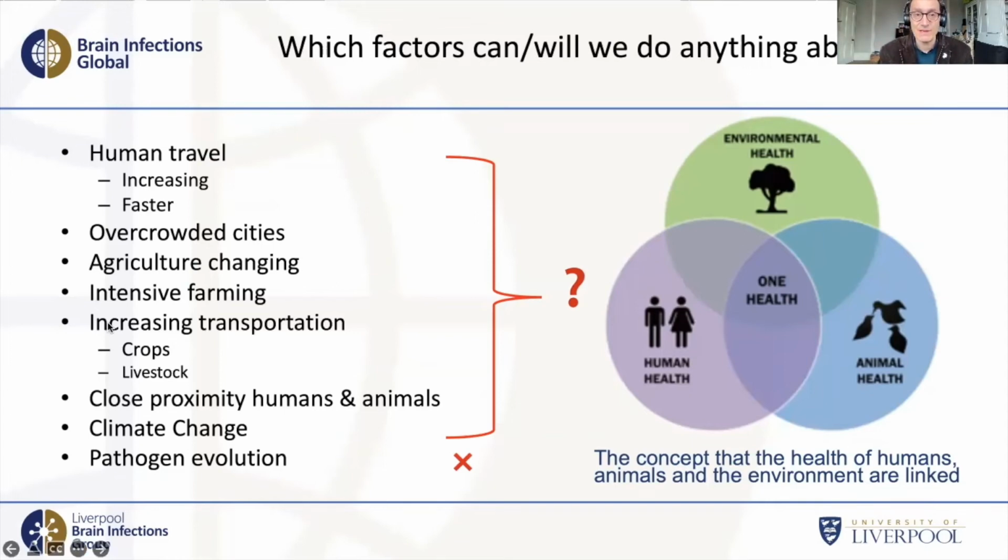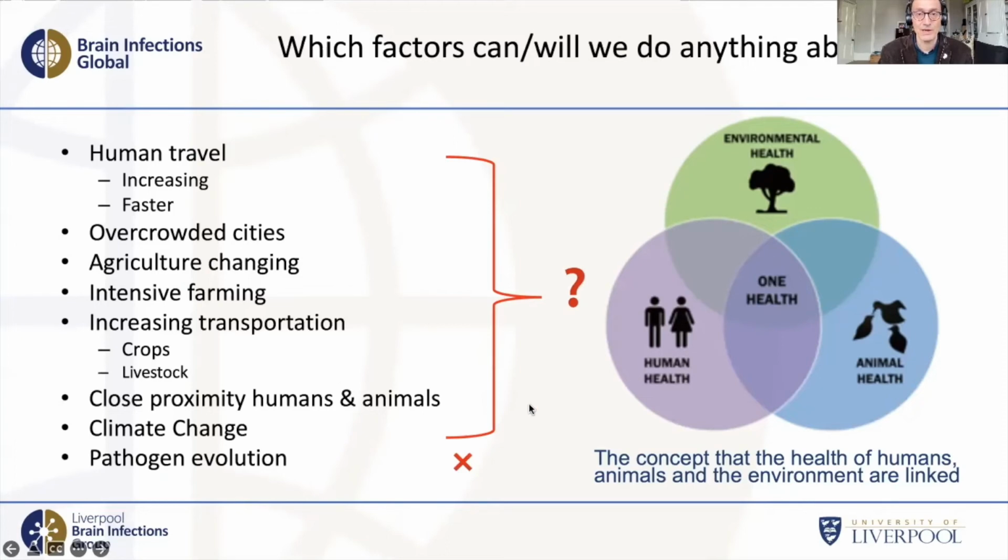But so many of these on the left are things that can change and can be changed, particularly if we adopt this One Health concept, which is the idea that the health of humans and animals and the environment are linked. And we're going to see quite a lot of activity in this area in the next few years. Pathogens, we can't really stop pathogens evolving, unfortunately.